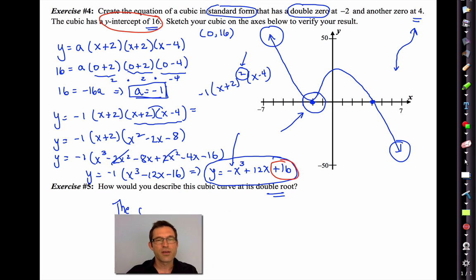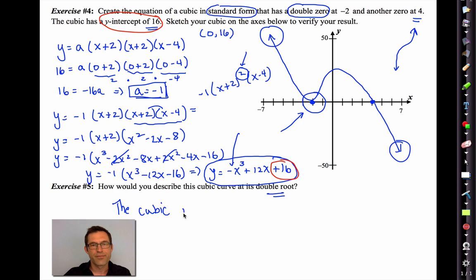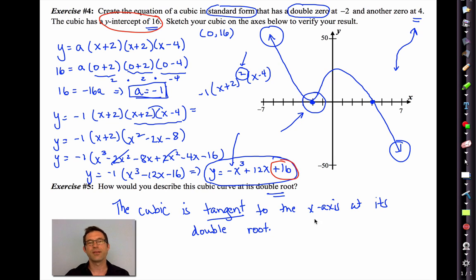All right. So the cubic is tangent to the x-axis at its double root. Tangent, right? Just hitting the x-axis, but not cutting through it.